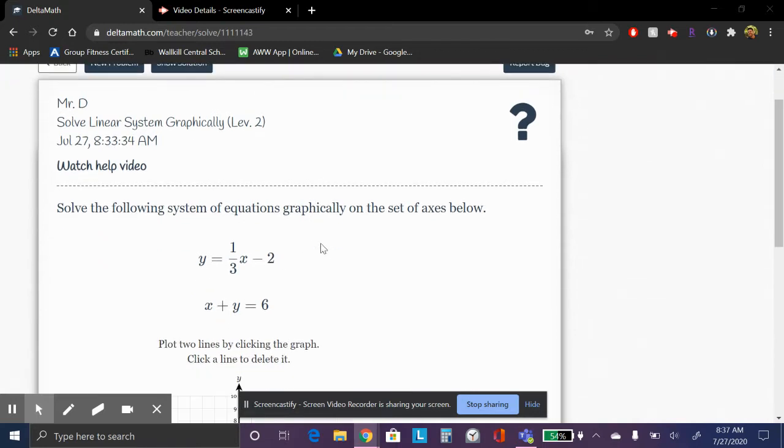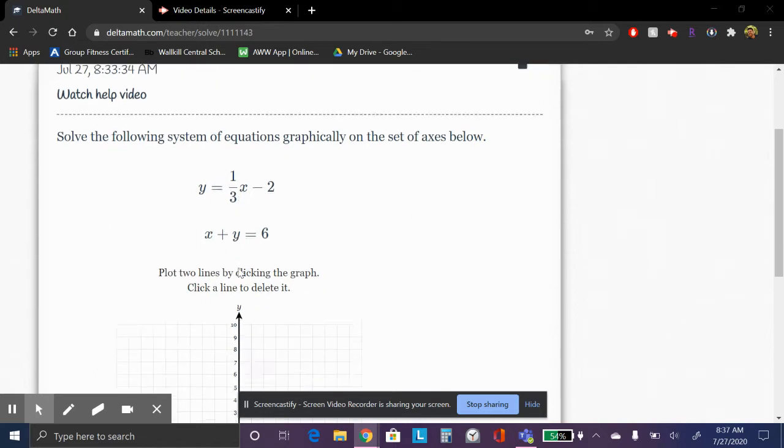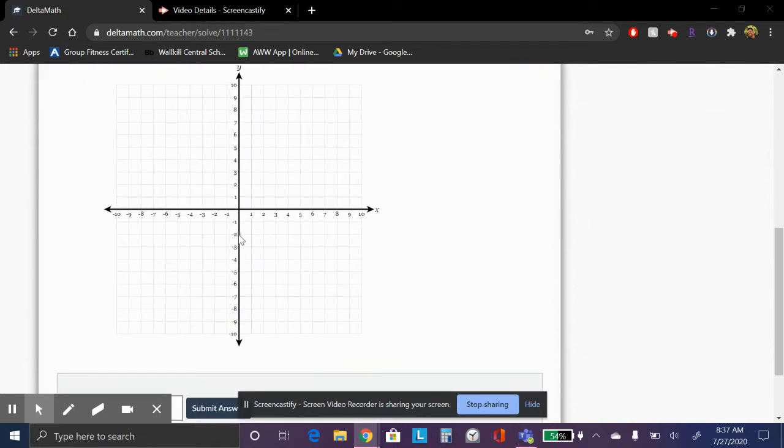So in this problem, again, we want to get our equations in the form y equals mx plus b, where b is the y-intercept and m is the slope, the rise over run. You graph those two lines and see where they intersect. So we're going to do that with this first one. This starts at -2 and goes up 1 to the right 3.